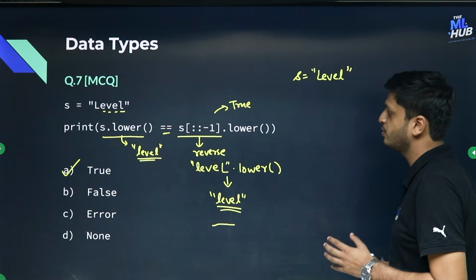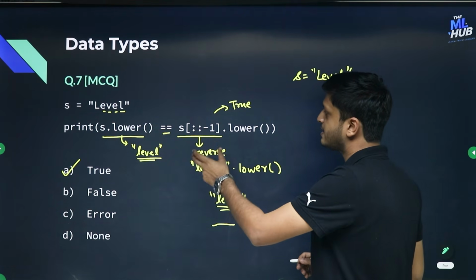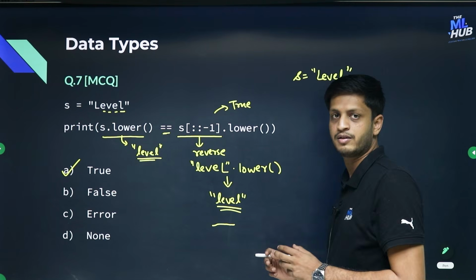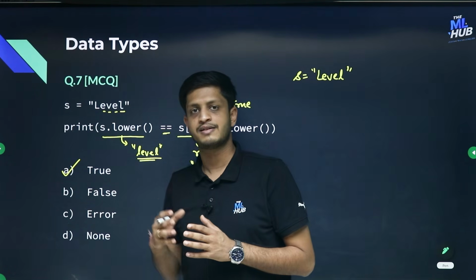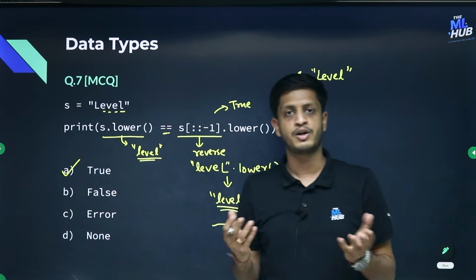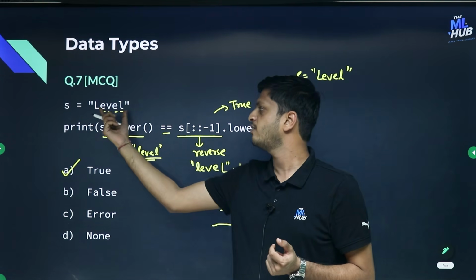Okay, so this is a beautiful use case of converting the string into lower case and then checking whether the string and the reverse of it are equal or not. A string which is equal to its reverse string is called a palindrome. So here the lower case string was actually a palindrome.